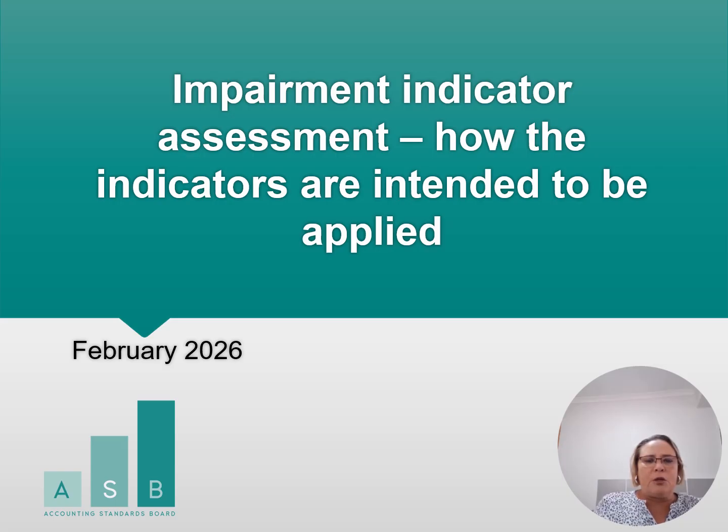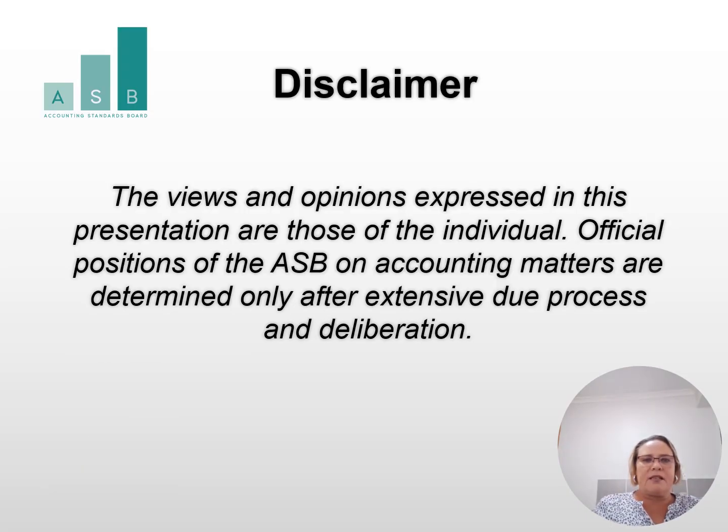Today, my presentation will focus on how the impairment indicators in GRAP 21 on impairment of non-cash generating assets and GRAP 26 on impairment of cash generating assets are intended to be applied. But before we discuss the principles, just a reminder that the views expressed in this presentation are my own and not that of the Accounting Standards Board, as the board can only express an opinion or view on an accounting matter after an extensive due process and deliberation.